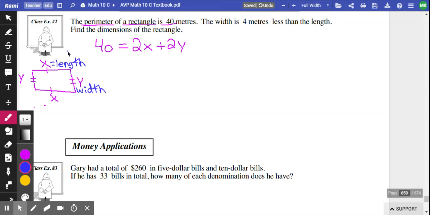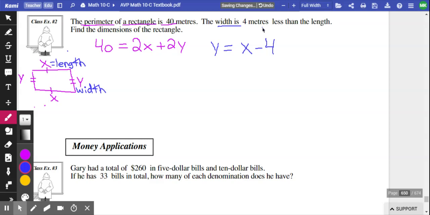You can build that equation the same way we built our last equation, building it as you read it. Width was y, is means equal sign. Width is 4 less than the length. If I say you got 10 apples, now you have 4 less, you are subtracting. So 4 less than the length means you go length minus 4. That means the width is 4 less than the length.